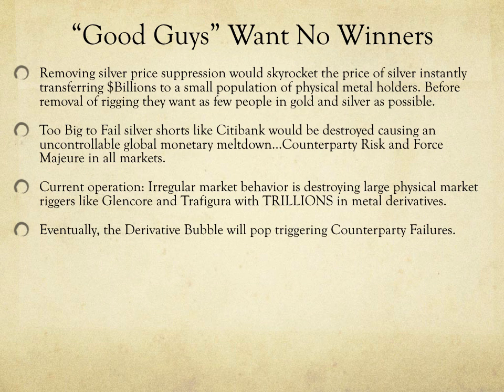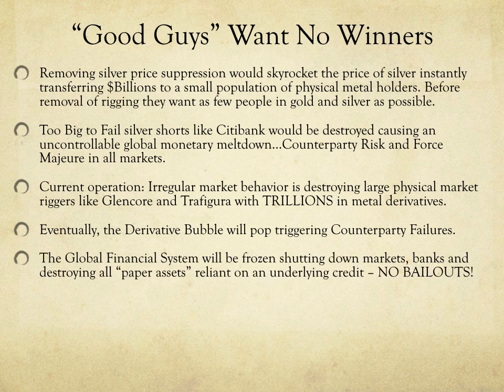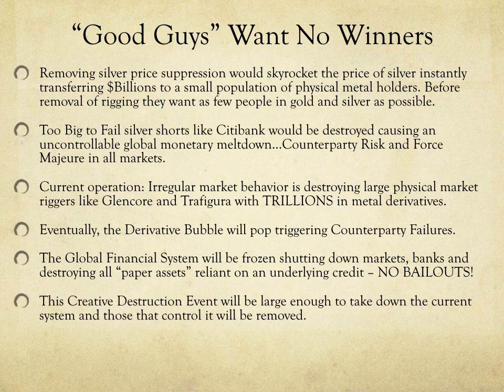That's the moment we're waiting for. The hundreds and hundreds of trillions, if not quadrillions, in derivatives going bad. The global financial system will be frozen, shutting down all markets, banks, and destroying all paper assets reliant on the underlying credit. There will be no bailouts. There's no way Steve Mnuchin can go to Congress now and say, I need $20 trillion to bail out the banks again. The people will not stand for it, and that is the way it has been set up. It is set up to happen just this way.